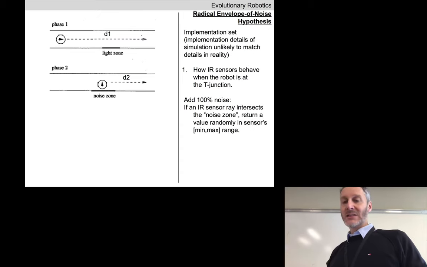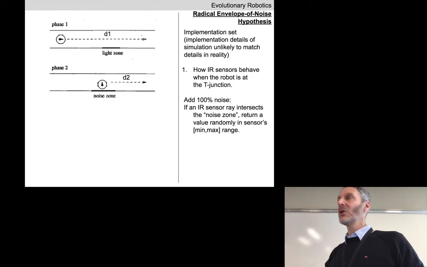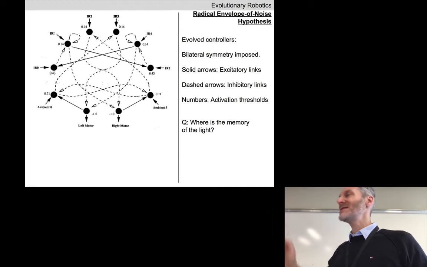But how the infrared sensors are going to behave at the T-junction, that they put 100% noise in. So if the robot's X and Y position is close to the noise zone in the second corridor, and any of those infrared sensors are facing the noise zone, those sensors are getting back completely random values at every time step. Which is kind of a strange thing, right? The robot is receiving random numbers in one or more of its input neurons, and evolution has to deal with that somehow.